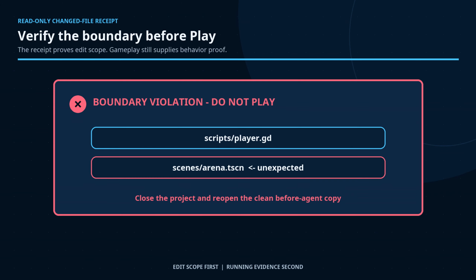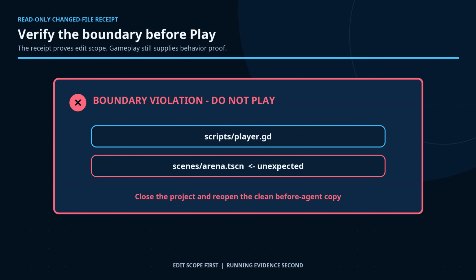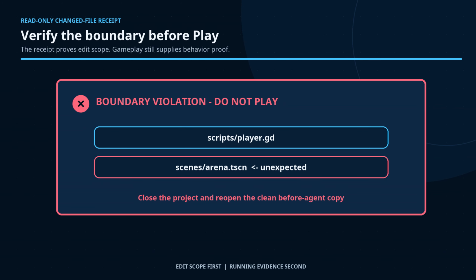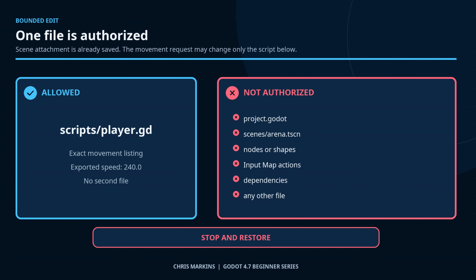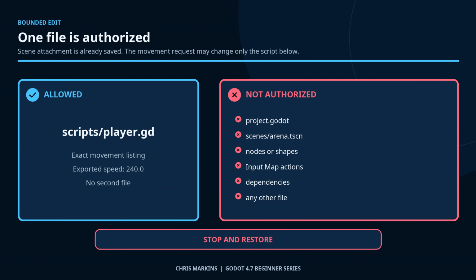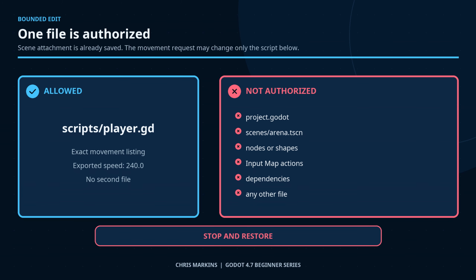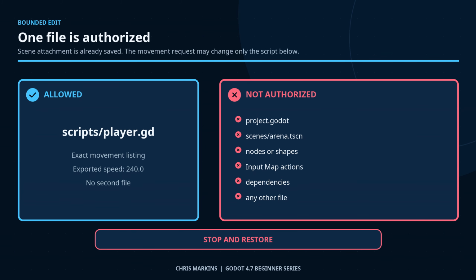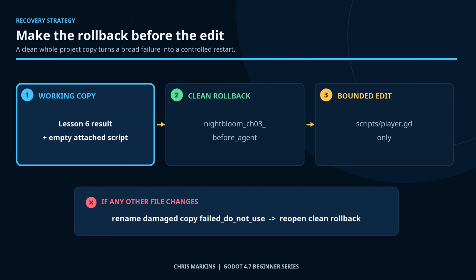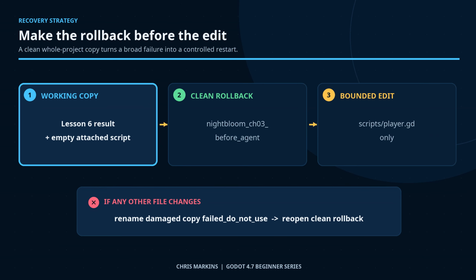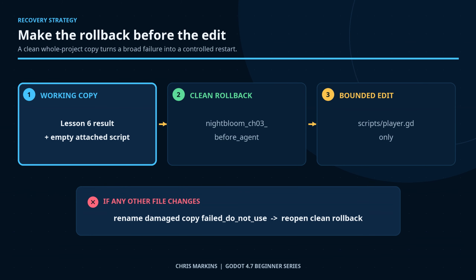If the receipt names project.godot, scene/arena.tscn, or any other path, do not press play. Close Godot. Mark the damaged folder "failed, do not use," and reopen the clean before-agent copy. A broad answer is not something a beginner should repair by guessing.